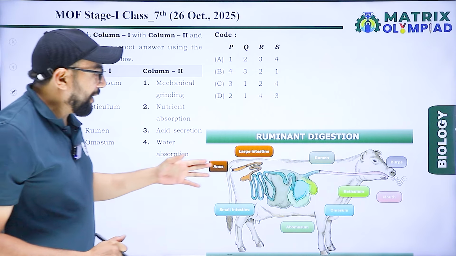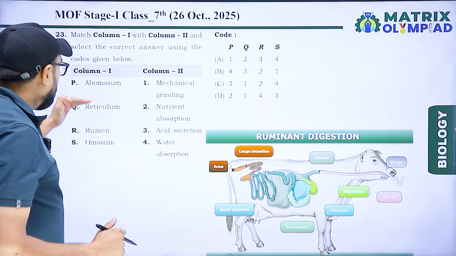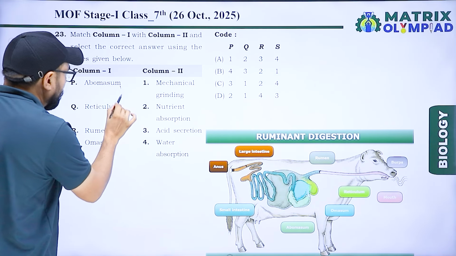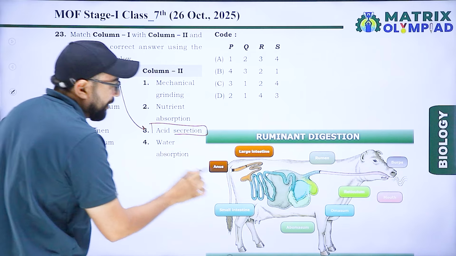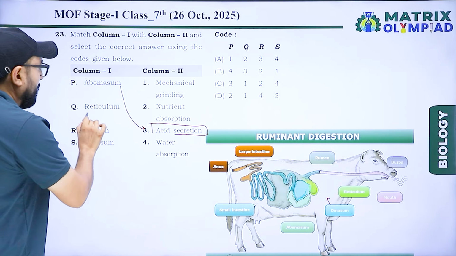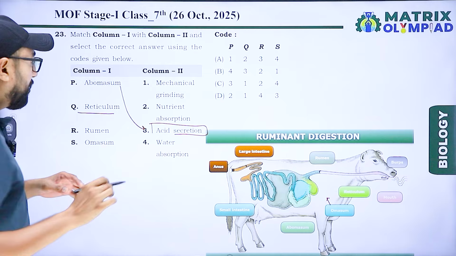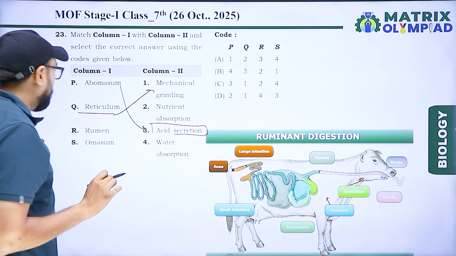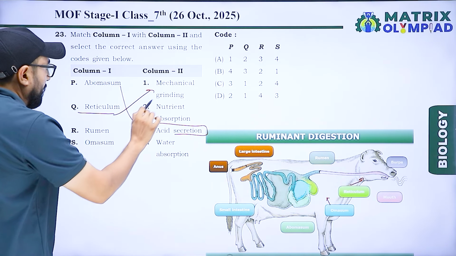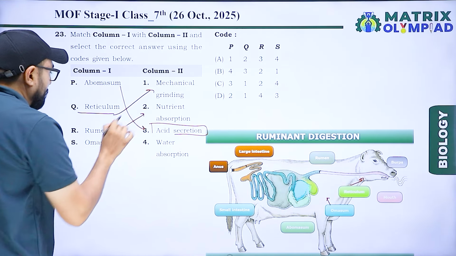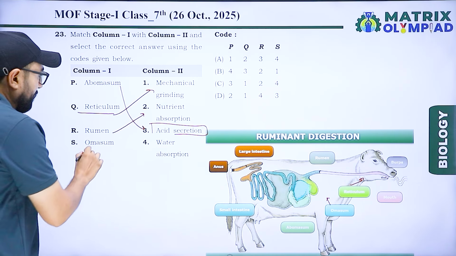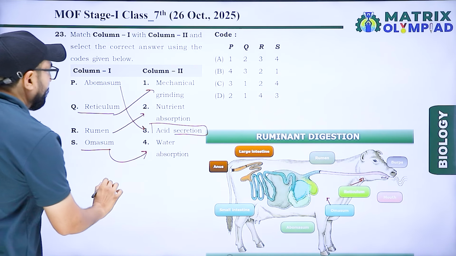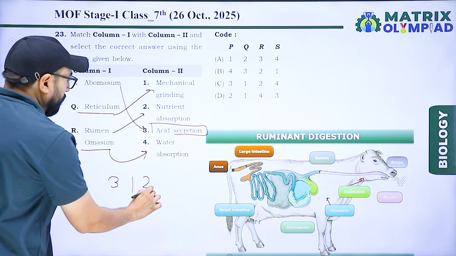Rumen is present in the cow. According to column first and second, abomasum matches with acid secretion, reticulum relates to mechanical grinding. Next, rumen relates with nutrient absorption and omasum relates with water absorption. According to the match, 3, 1, 2 and 4.